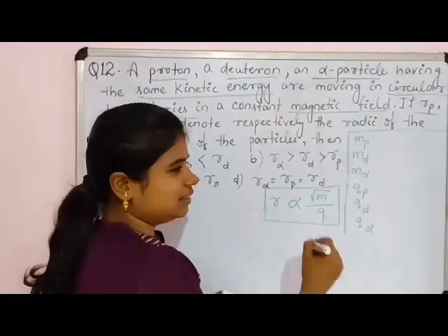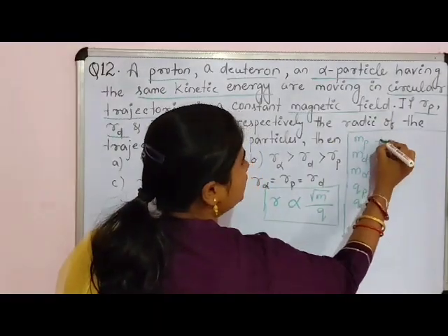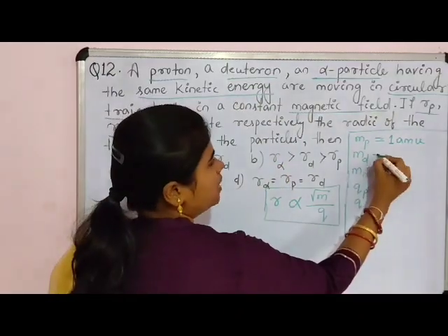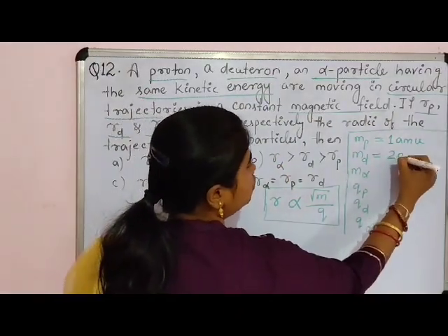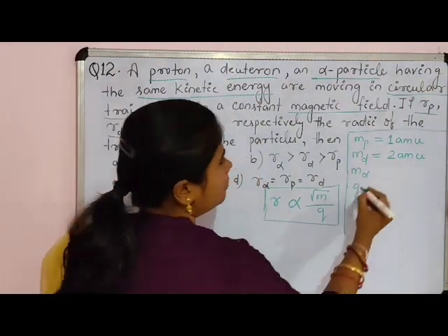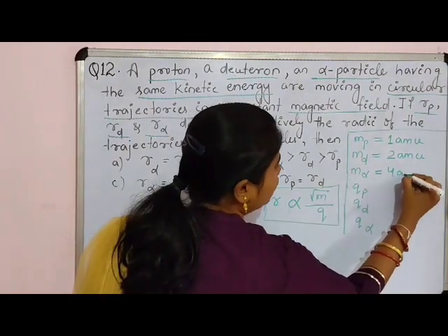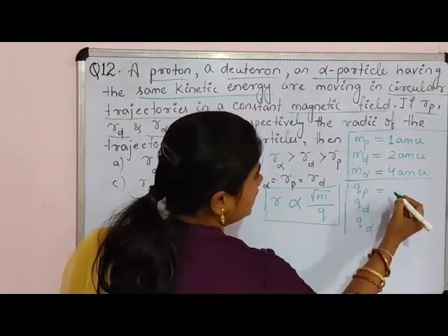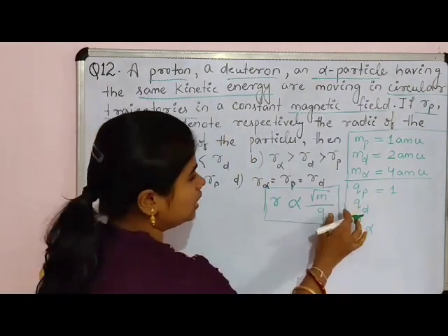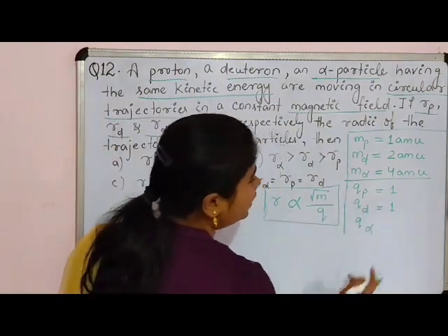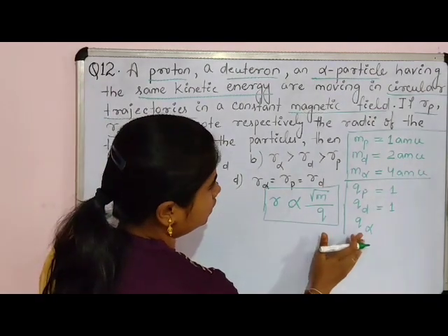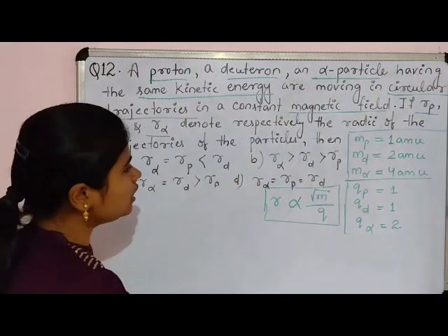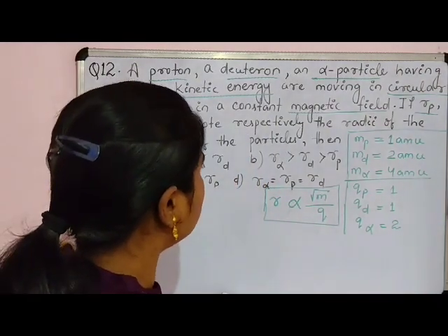So let me write it here. Mass of proton, in terms of atomic mass unit, is 1 atomic mass unit. Mass of deuteron is 2 atomic mass units. Mass of alpha particle is 4 atomic mass units. Next, we should know the charges as well. That is 1 for proton, deuteron is also 1, and for the alpha particle it is 2. Okay, clear?